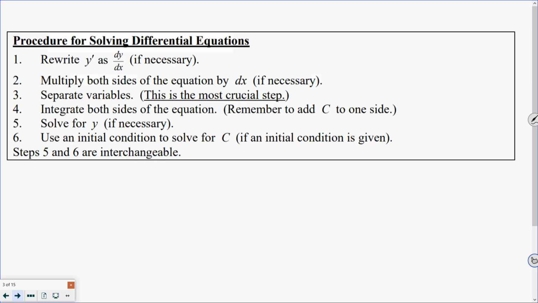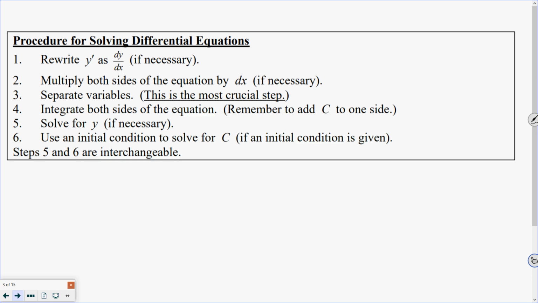Let's look at the steps we follow when we solve a differential equation. So, we're starting, if it's written as y prime, we want to write it as dy/dx. The next thing we're going to do is try to get all the x's on one side with the dx and all the y's on the other side with the dy. And then part of that's going to be separating the variables. The other part's going to be multiplying both sides by dx.